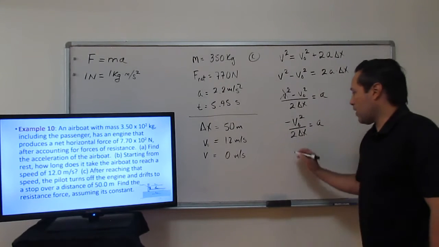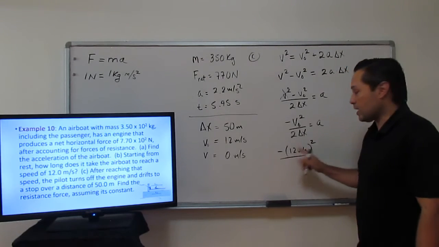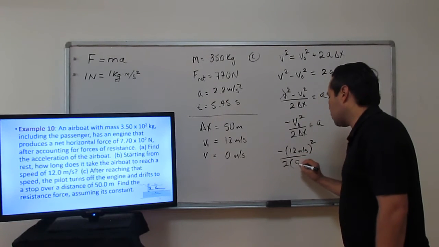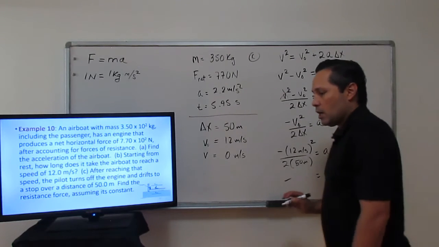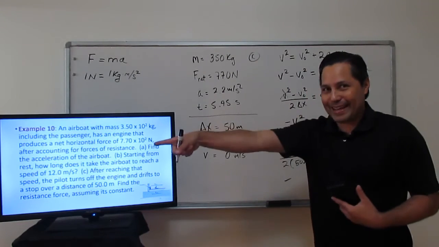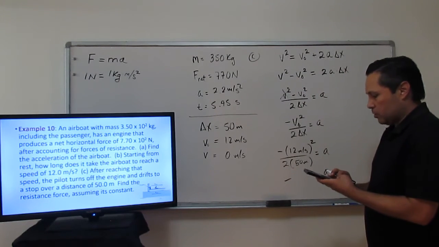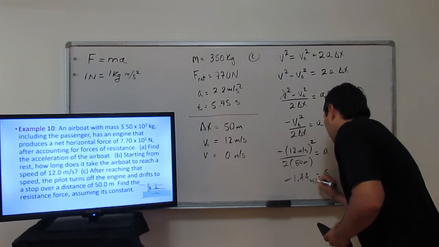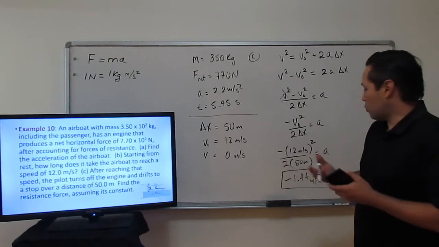Alright, so let's plug in the values. So it's going to be negative 12 meters per second squared. The negative is outside of the squared. Divided by 2 multiplied times the distance of 50 meters. And that's going to give us our acceleration, which is a negative value. The reason it's negative is because this boat is slowing down, so acceleration is working against it to slow it down. So it's going to be 144 divided by 100, which is negative 1.44 meters per second squared. That is the acceleration of the boat because it is slowing down.